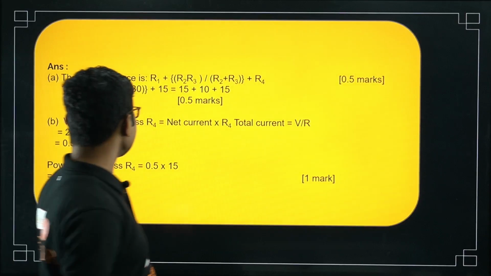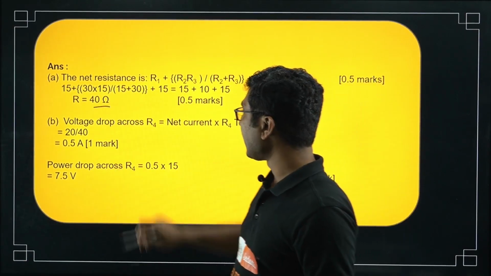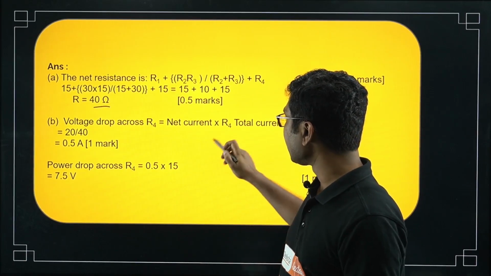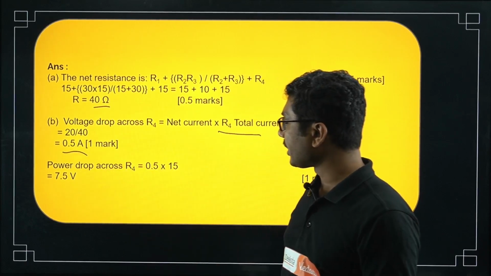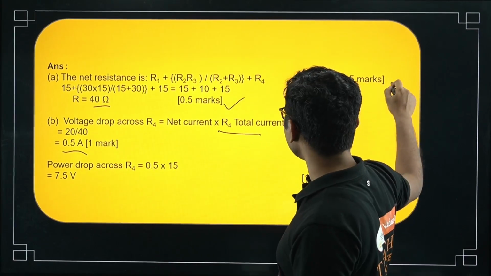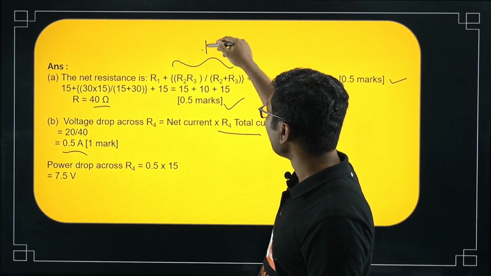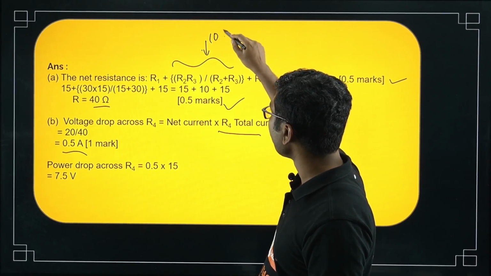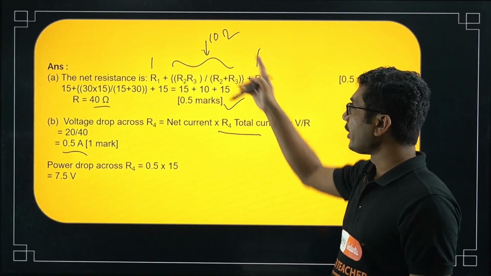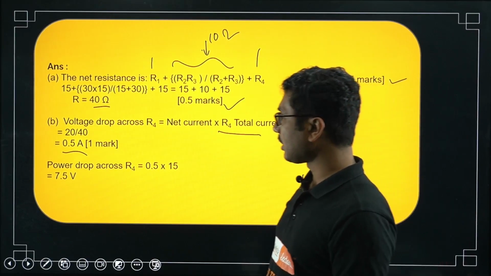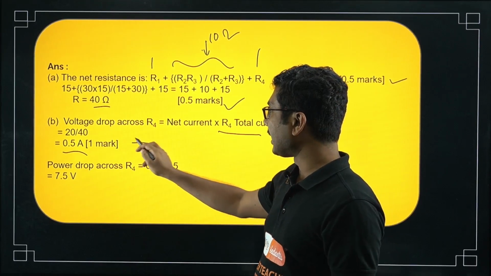So let's see, the net resistance is given by 40 ohm. We have already calculated that. Voltage drop across R4 is net current into R4, that is 20 by 40, that is 0.5 ampere. So you get 0.5 marks for that, 0.5 marks for writing the equations. So in my opinion, you can calculate this part separately. Okay, we have done like that. So 10 ohm coming from there, then you just need to add these two parts. For that also you will get 0.5 marks for calculating this parallel combination, and 0.5 marks for calculating the total resistance, right? For calculating the current you get 1 mark.